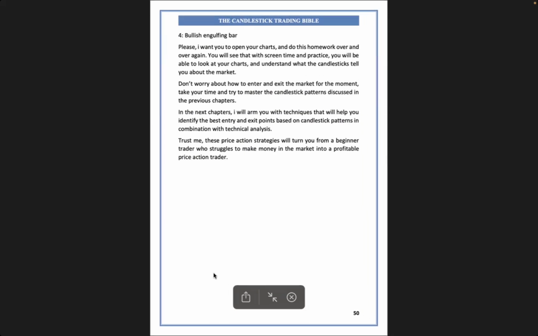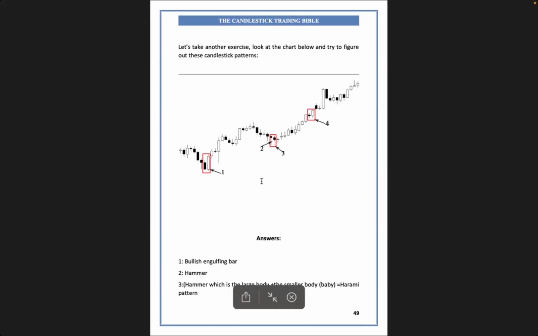Then the three hammer, which is the large body, and then this. So the whole pattern here itself is like a harami. Even though you have a hammer, usually the hammer has a small body and a long shadow, a long wick.